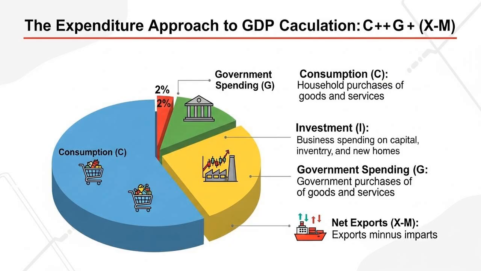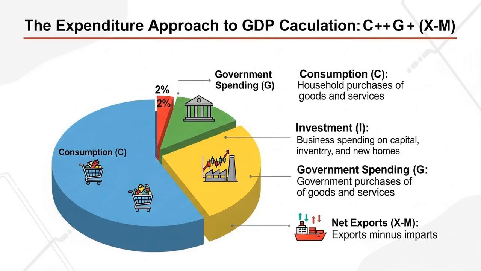Let's break that down. C is for consumption. This is the biggest piece of the pie, representing all the money spent by households on goods like food and clothes, and services like a Netflix subscription. I is for investment. This isn't stocks and bonds, but spending by businesses on new equipment, software, and buildings, plus household spending on new homes.